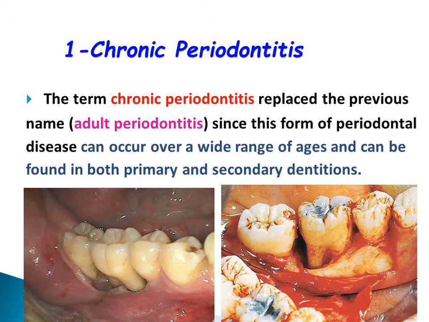So, I will start with chronic periodontitis, which is a term that replaced the previous term of adult periodontitis, since this form of periodontal disease can occur over a wide age range and could be found in both primary and secondary dentition, although it is mostly found in adult people.